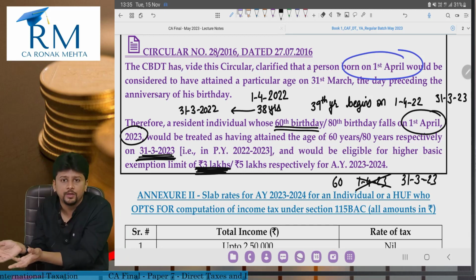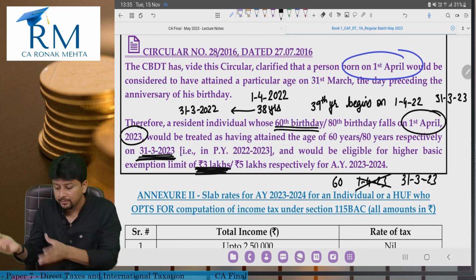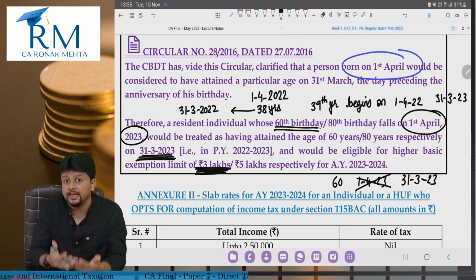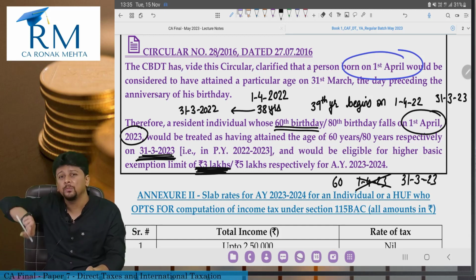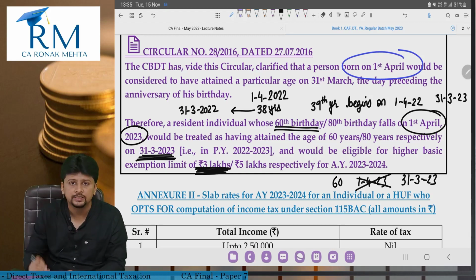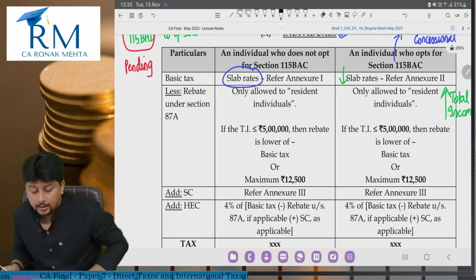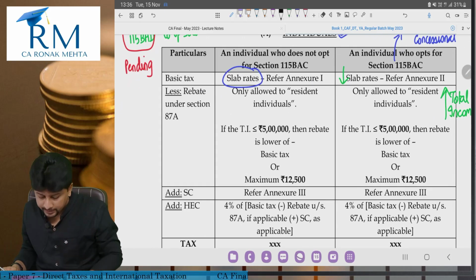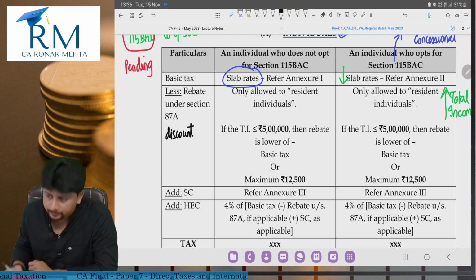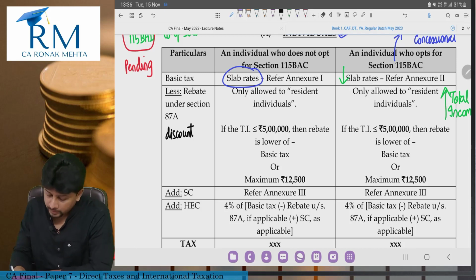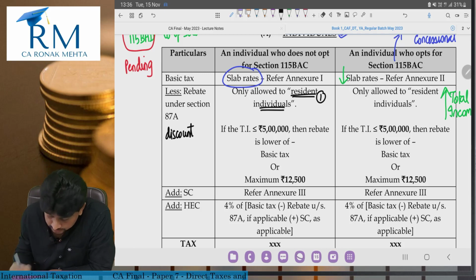In 23-24, I will definitely be a senior citizen, but I am completing 60 years one day prior. Similarly, if I am celebrating my 80th birthday on 1st April 2023, it means I have already completed 80 years one day prior. So this is what that circular tells you. Now, coming back to our discussion, basic tax is calculated according to slab rates. Rebate, you are getting a discount. What is the discount that you are getting? This is available only if you are a resident individual. Number 1, you must be a resident.